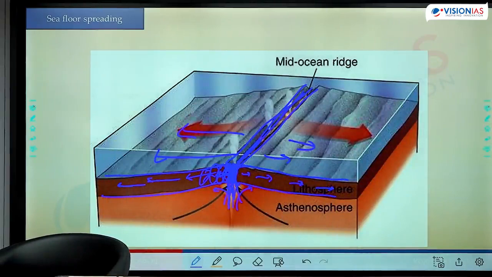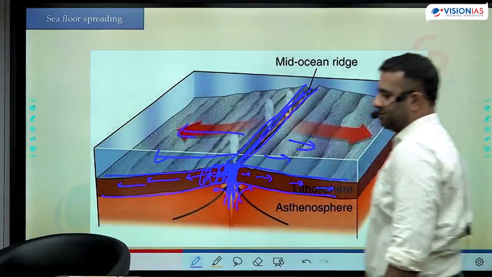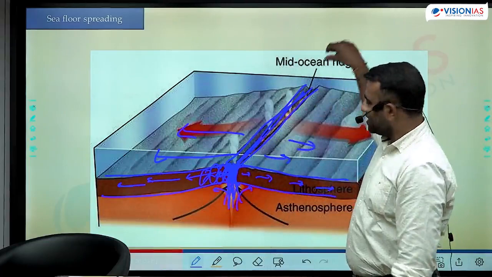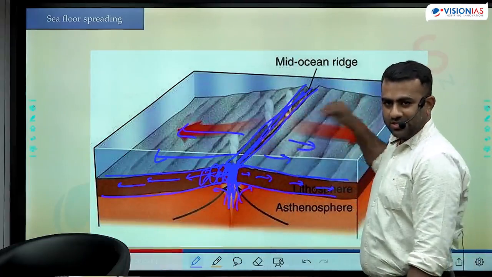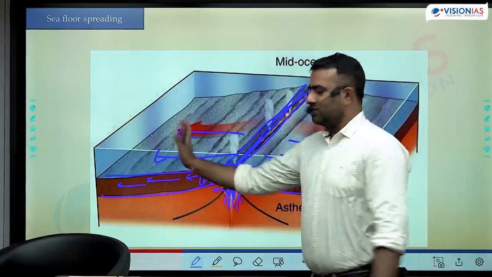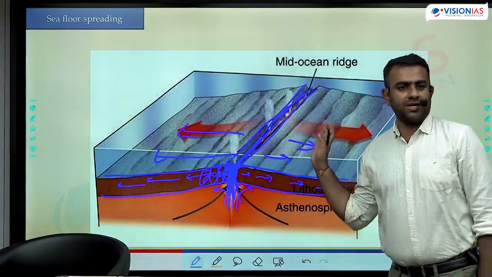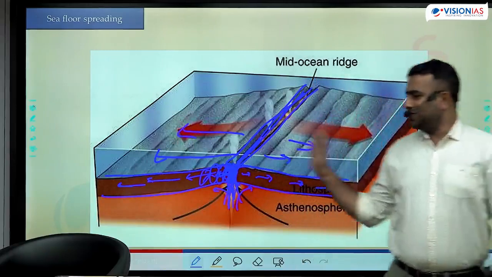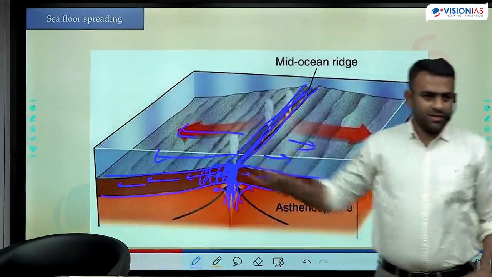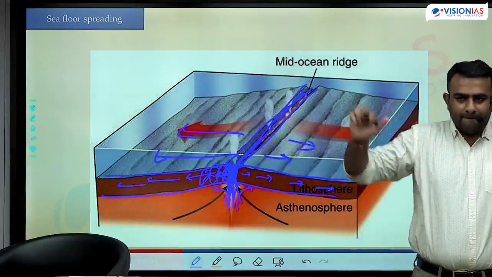Okay? This process is called seafloor spreading. What is responsible for seafloor spreading? The rising magma along the regions which we call the oceanic ridges. It is like a crack through which the magma is continuously coming out, and this will push the oceanic floor on both the sides. As both the sides get pushed away, the seafloor spreads. Spreading means moving away.